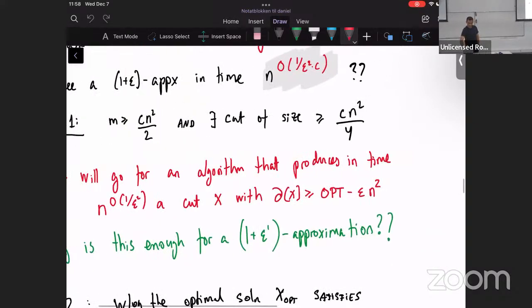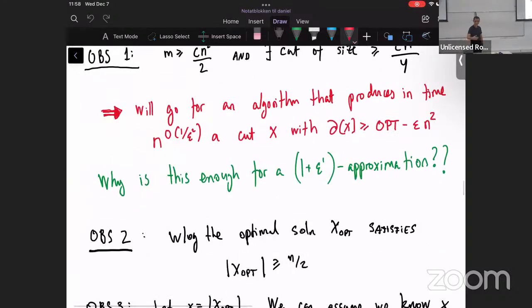So we're going to shoot for an algorithm that produces, in polynomial time, like n to the 1 over epsilon squared or something like that, a cut that is an additive epsilon n squared approximation. So it's off additively from the optimum by epsilon n squared. And now, for some other choice of epsilon, if I choose epsilon to be epsilon over 10, then this will be a multiplicative 1 plus epsilon approximation. Any questions on this?